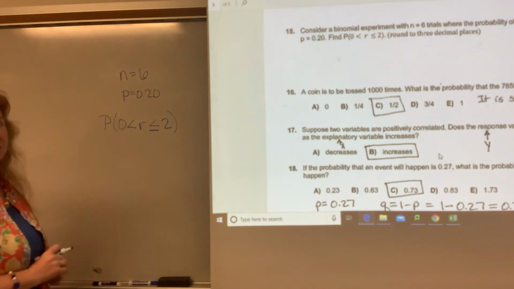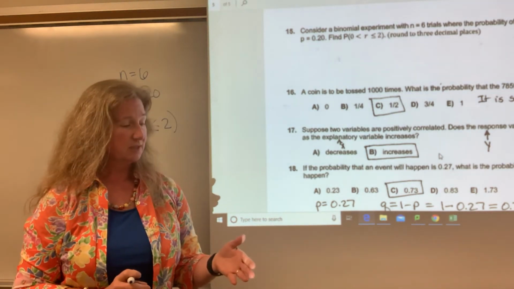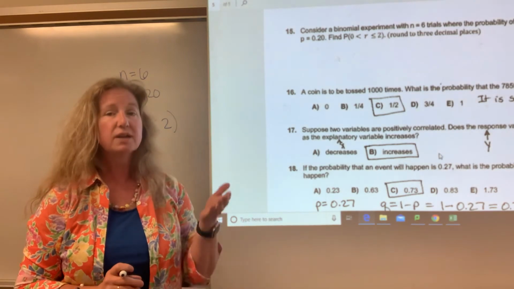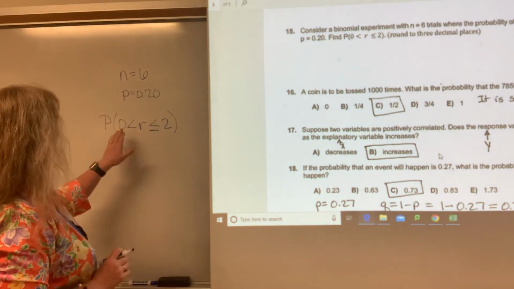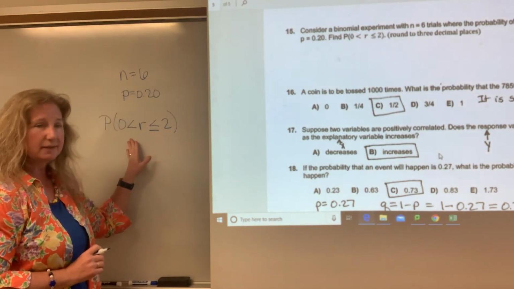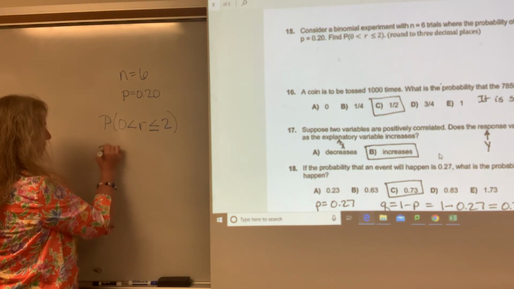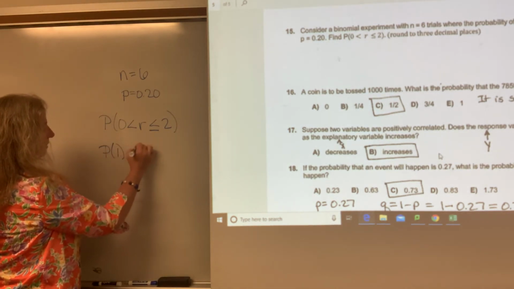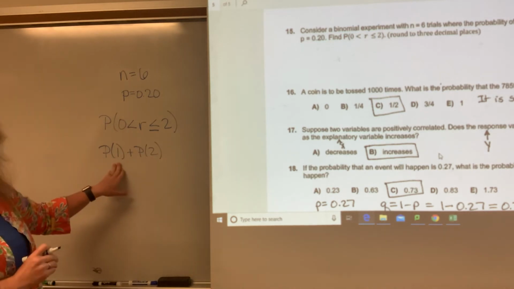Now remember, we're talking about discrete variables, okay? Discrete data. So I can have 0, 1, 2, 3, 4. So if 0 is not counted, I'm not using 0. So what values will I use? I'll use the probability of 1 plus the probability of 2. That's what I'm looking for.